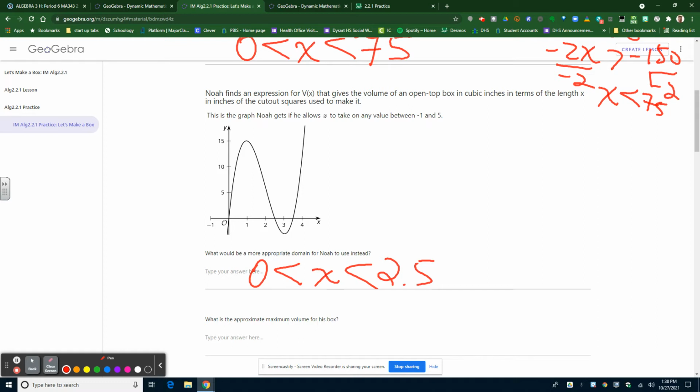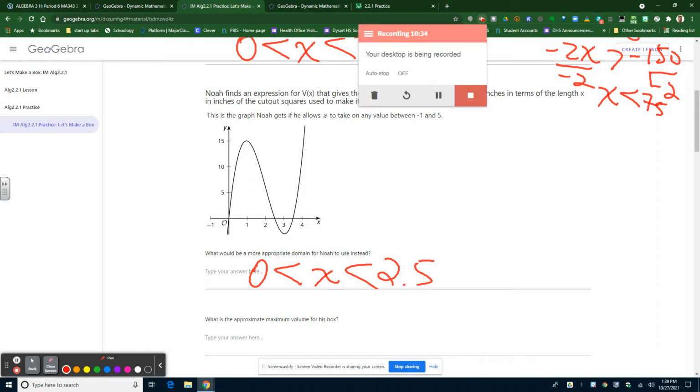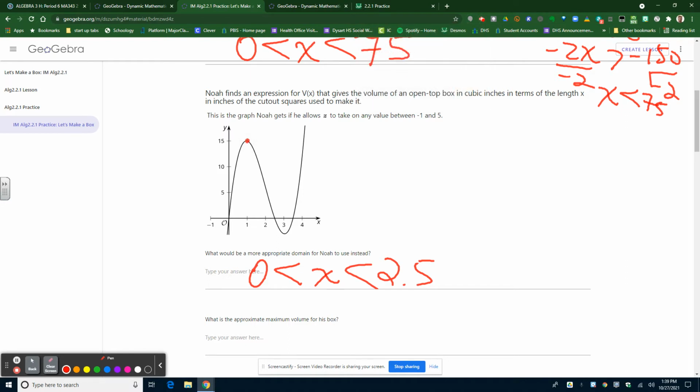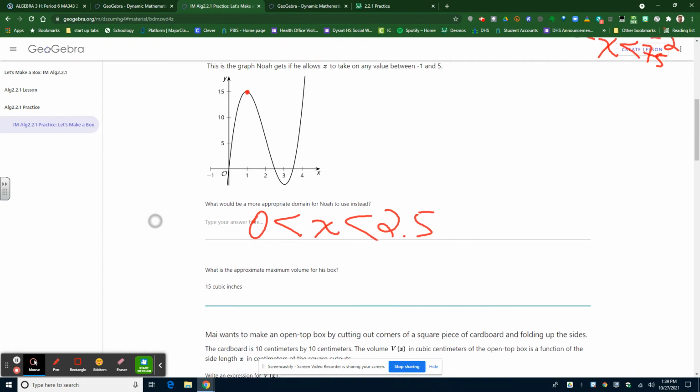The approximate volume would be. Just look at the graph, and I can see that my max is right about here. About 15. 15 cubic inches. Okay. Questions? All right.